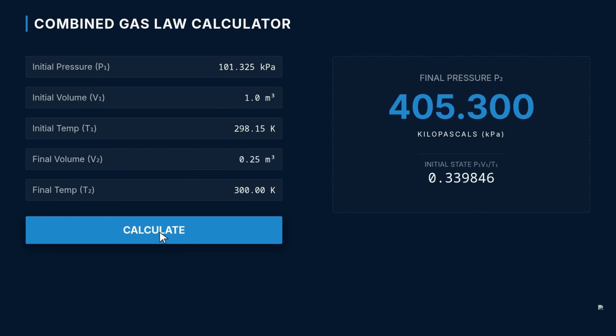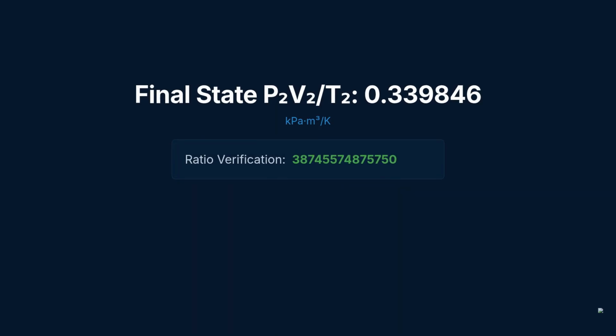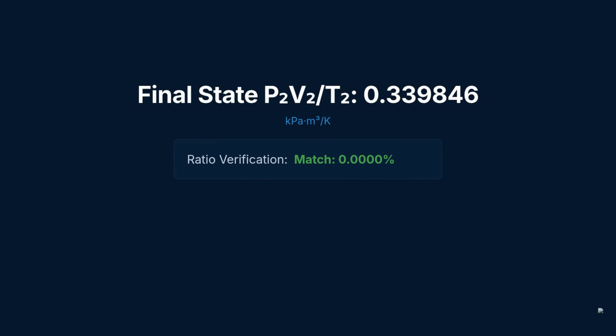The calculator also displays initial state P1V1/T1 as 0.339846 kilopascals cubic meters per Kelvin, and final state P2V2/T2 as 0.339846 kilopascals cubic meters per Kelvin. The ratio verification confirms these ratios match with a difference of 0.00%, validating our calculation.